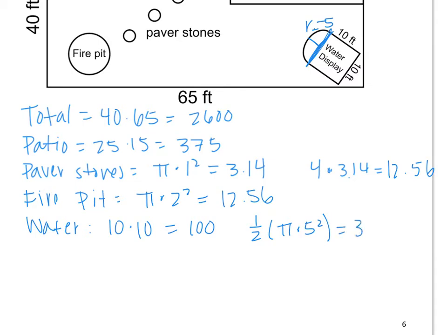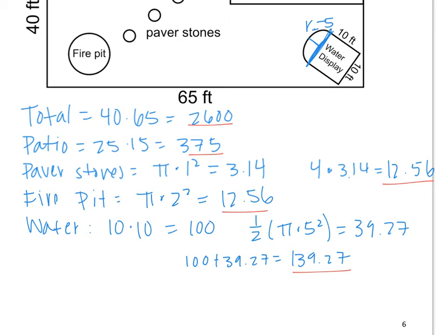So for this we get 39.27. Add those up, and we get 139.27. So those are all the different areas. The last thing we need to figure out, how much area are we going to put sod on?